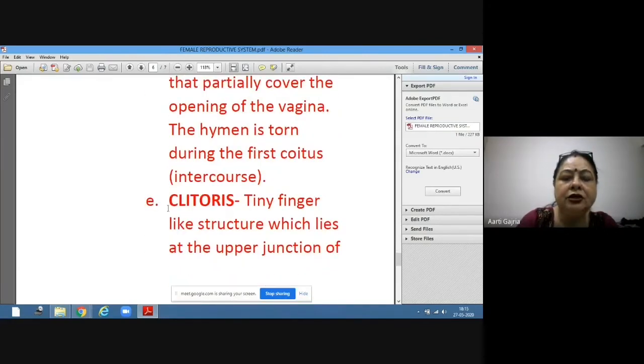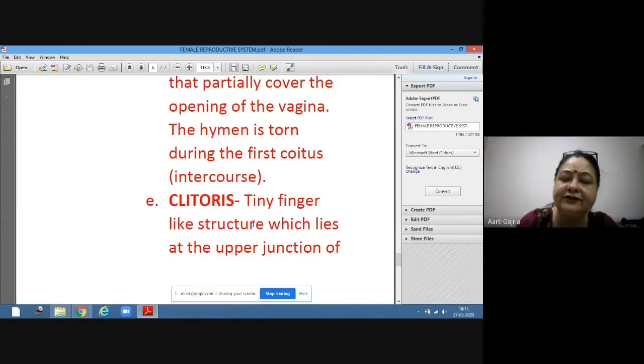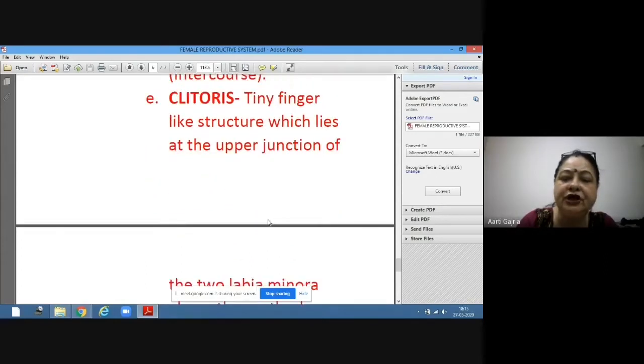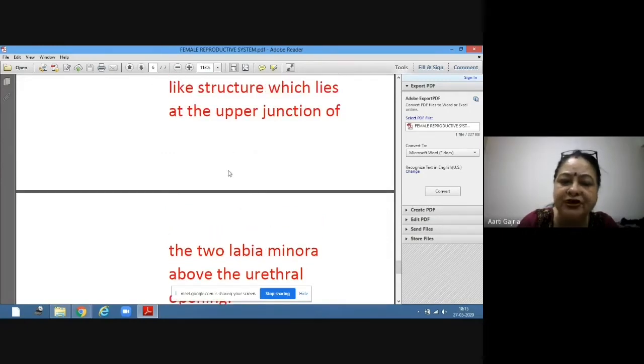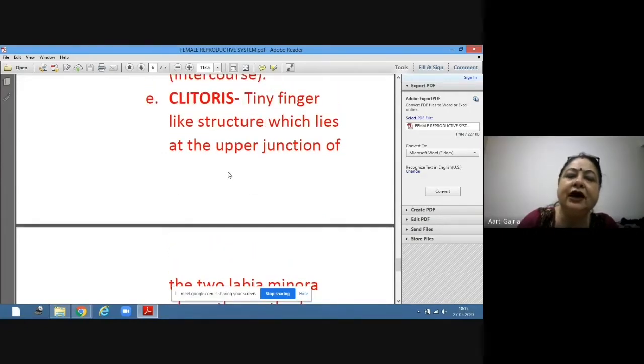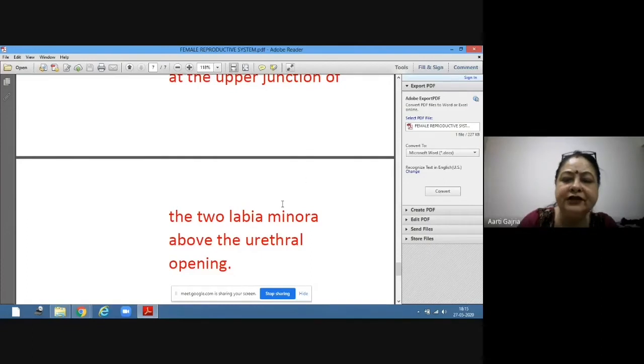Another part is the clitoris. This clitoris is a tiny finger-like structure which lies in the upper junction of the two labia minora. Two labia minora are present, and in their junction at the upper side, you will find a tiny finger-like structure which is called the clitoris. This is just above the urethral opening.